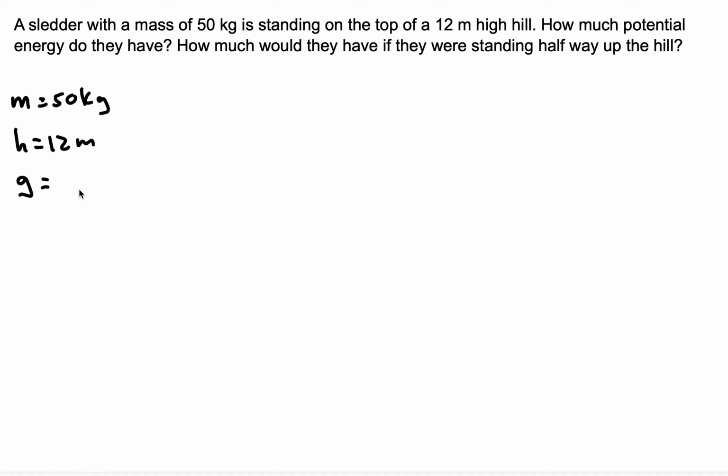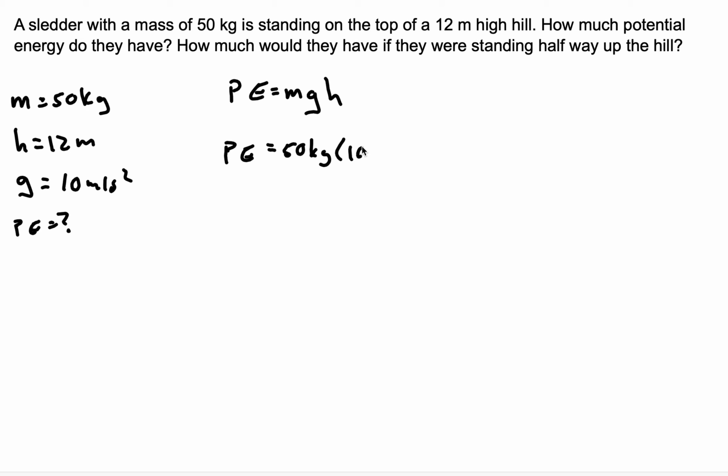Now we know gravity. Do you want me to use 9.8 or 10? I'll use whatever you want me to. 10. All right, so gravity will just be 10. And now I want to find the potential energy. This is very straightforward. Potential energy is mass times gravity times height. So the potential energy would be 50 times 10 times 12. That would be 6,000 joules. Is that right? Can someone confirm that with me?